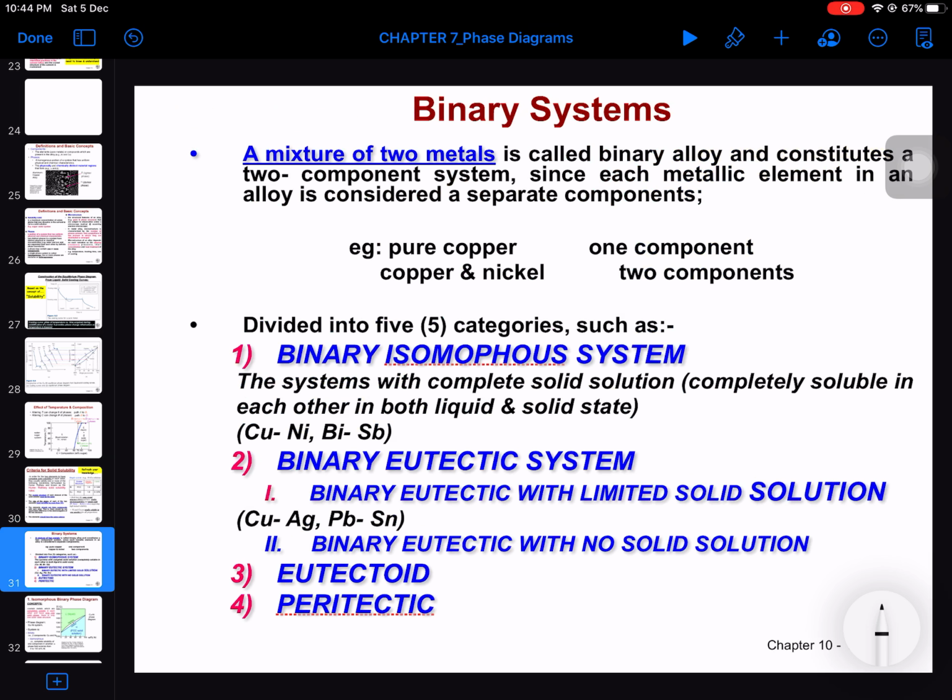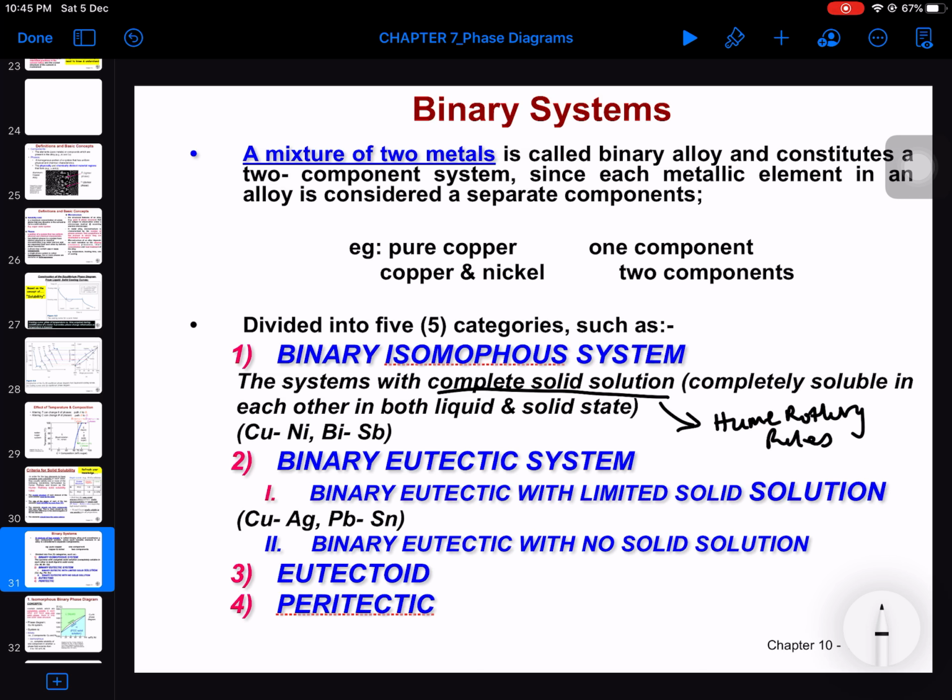Alright, so now let's have a look at the binary system. A binary system is between two components or two compounds. It can be divided into 5 categories, such as the binary isomorphous system. This is a system with complete solid solution, for those combinations that satisfy the Hume-Rothery rules only.